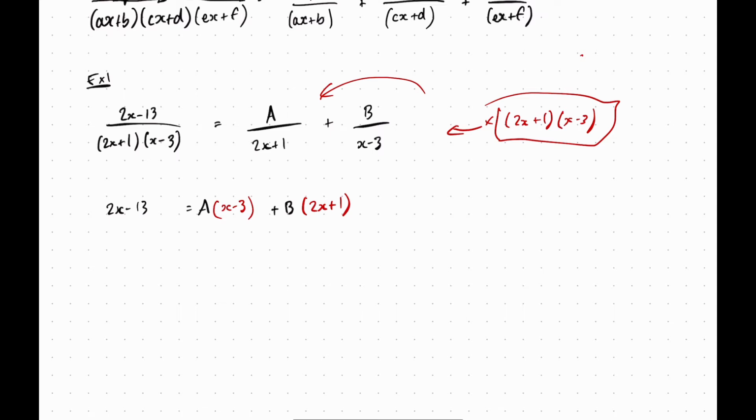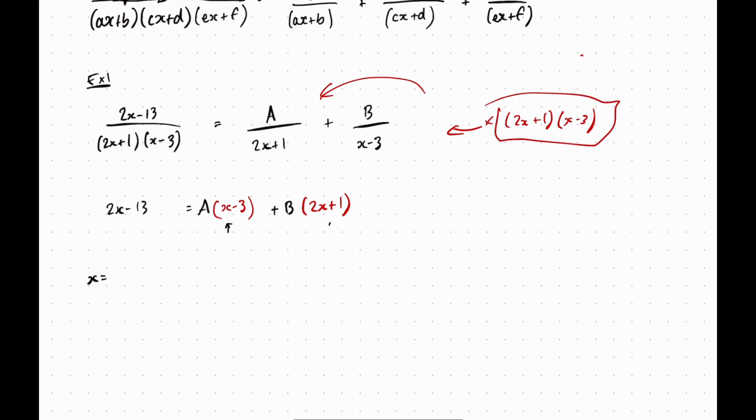So once you get to here, you want to find what A and B are. Okay, and the only way to find them is by substitution. So you look at these two brackets, x minus 3 and 2x plus 1, and you think, how could I get rid of my term involving A or my term involving B? So how could we get our term involving A to disappear? You make the bracket equal 0. So if I make x minus 3 equal 0, what can I substitute in there?